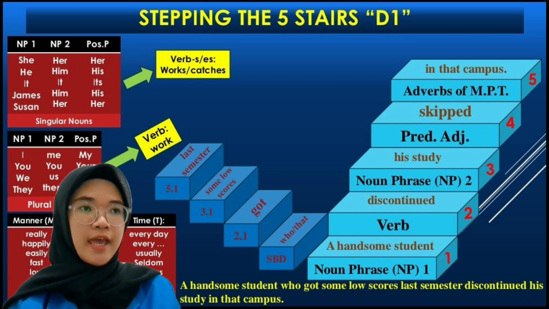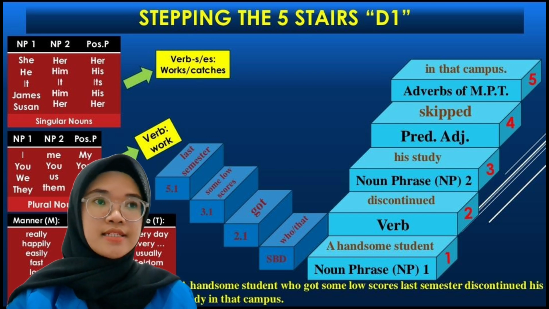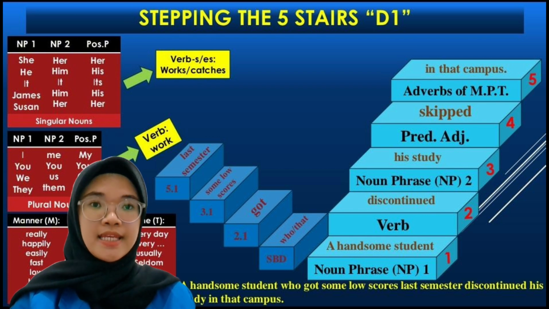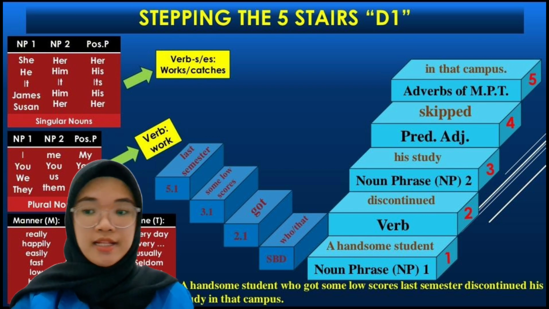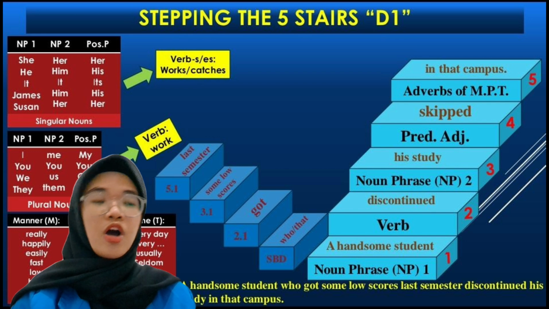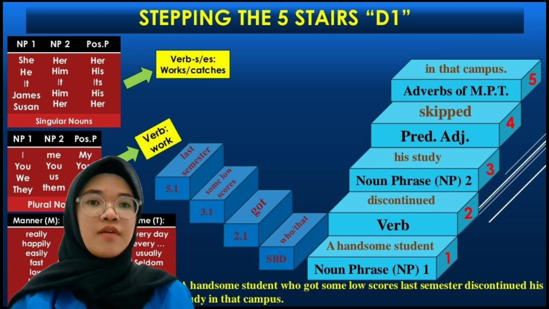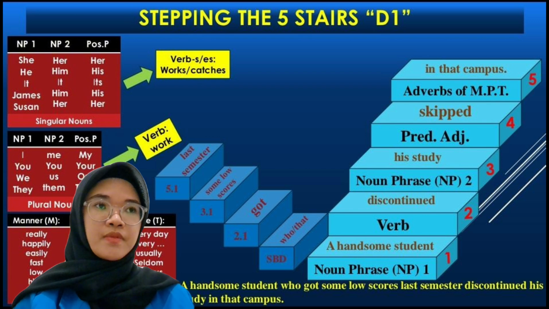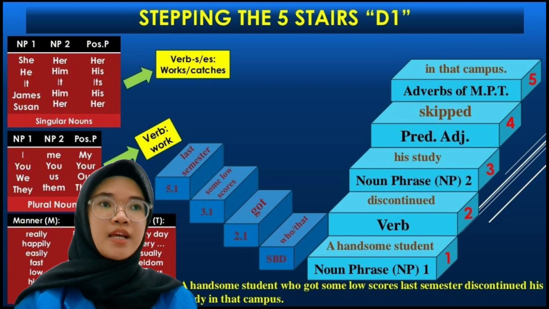And the next we have stairs 3. It is a noun phrase or NP2. We can put his study in this stairs. Why we put that? Because his study is the object of discontinue. Object, we can put the object in the noun phrase or NP2. For the next, we have predicate or adjective.